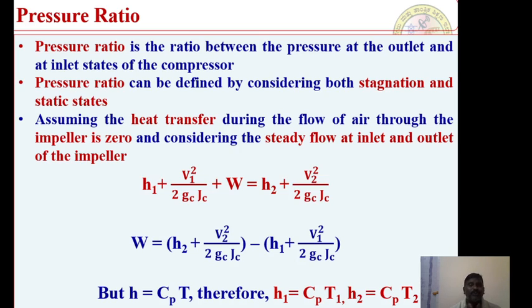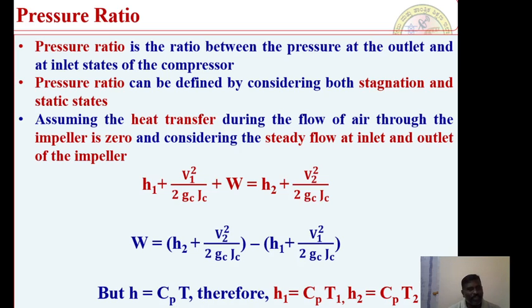If we write the steady flow energy equation, we have the enthalpy H1 plus V1 square by 2 Gc Jc plus W, the work done, is equal to H2 plus V2 square by 2 Gc Jc. Therefore, when you solve for W, it is H2 plus V2 square by 2 Gc Jc minus H1 plus V1 square by 2 Gc Jc. Here Jc is a constant relating the heat factor with respect to the work factor, and Gc relates the work factor with respect to a force factor. The value of Gc is also 1. They are just conversion factors.